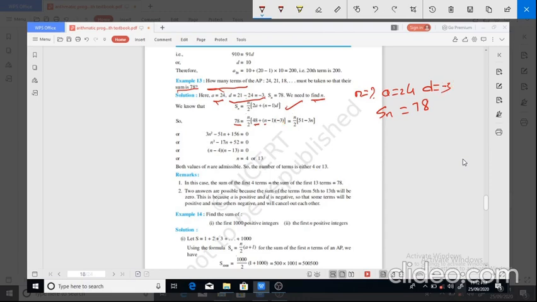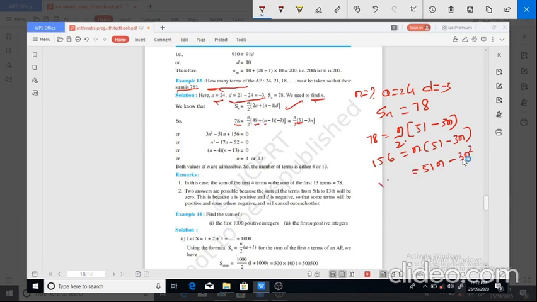So minus 3 into n, minus 3n. Minus 3 into minus 1, that is plus 3. Plus 3 into 48, that is 48 plus 3, 51. So after that, 78 equal to n by 2 into 51 minus 3n. Okay, so 2 ones are 2, 78 into 2 is 156. So 156 equal to n into 51 minus 3n. So n into 51 is 51n, n into minus 3n is minus 3n square.